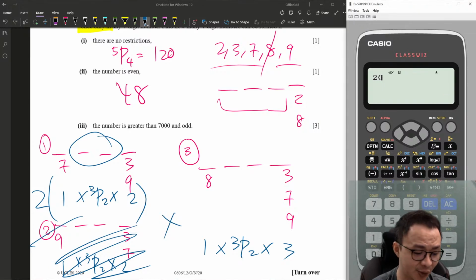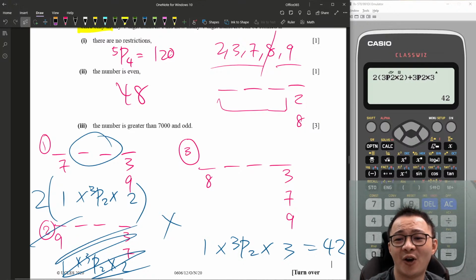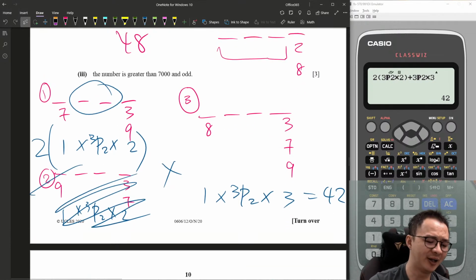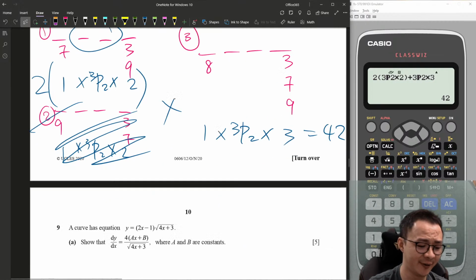Alright, so my answer is 2, 1 multiply, no need to type. 3P2 multiply 2 plus 3P2 multiply 3. So the final answer is 42. Okay, this is how we solve this kind of permutation questions. Make sure you don't make any careless mistake when you do this. I prefer students just separate them, so it's easier for you to understand what is going on here.